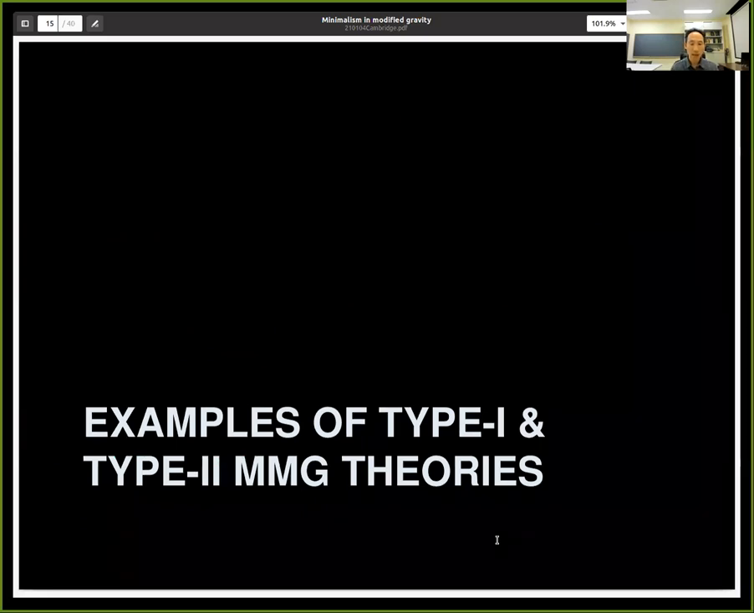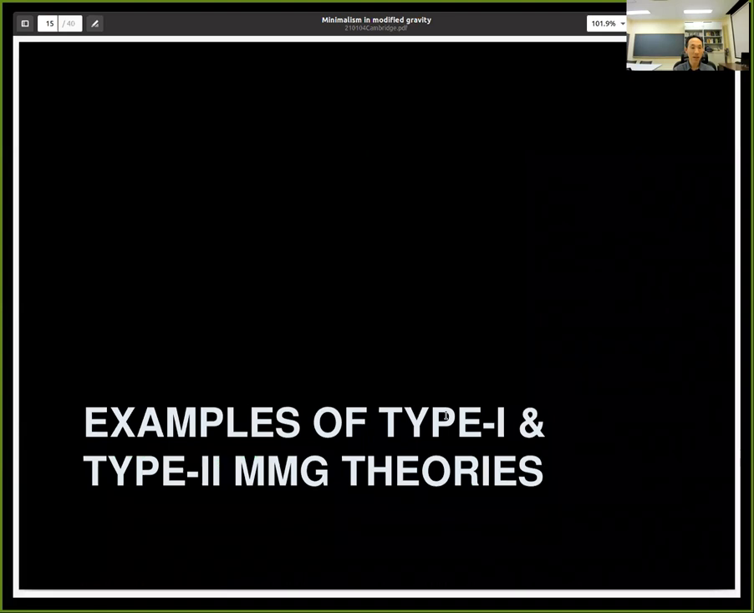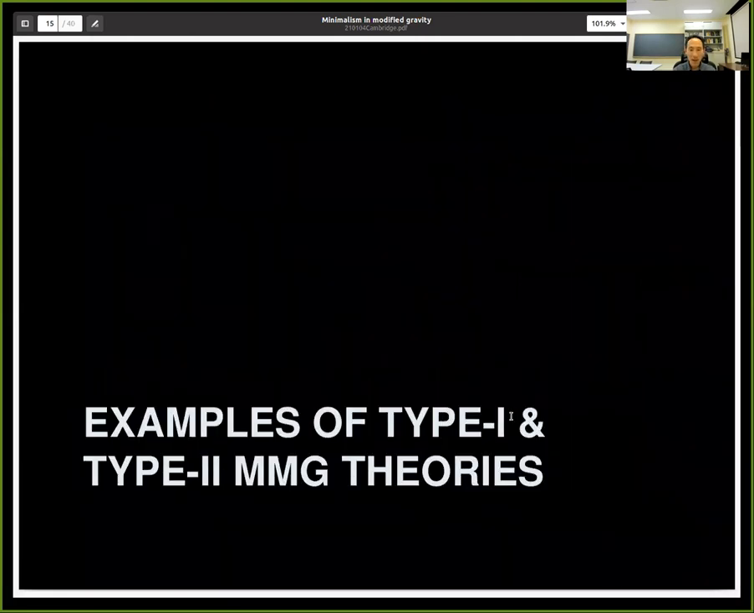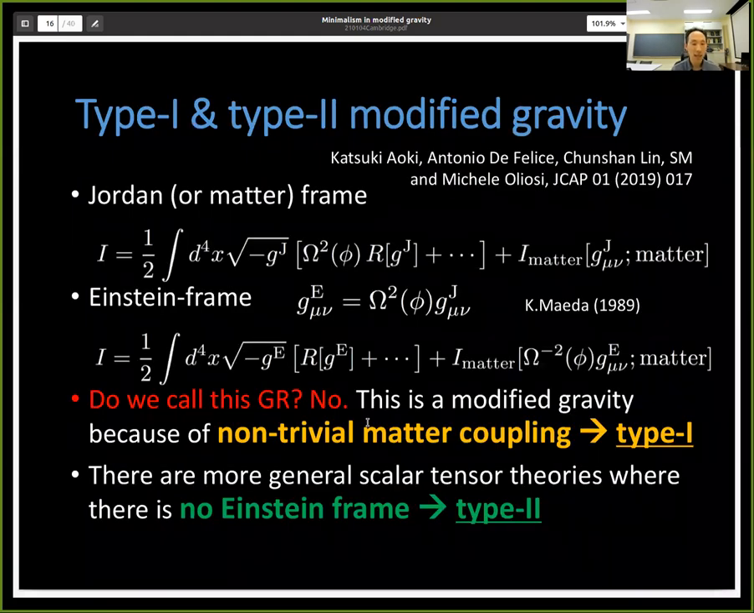Let me explain some examples of type 1 and type 2 MMG theories. In order to say that the answer is no, the easiest way is to show some examples. But before that, I should explain what type 1 is and what type 2 is. As we introduced in this paper, type 1 and type 2 are defined in the following way. Let me start with type 1.